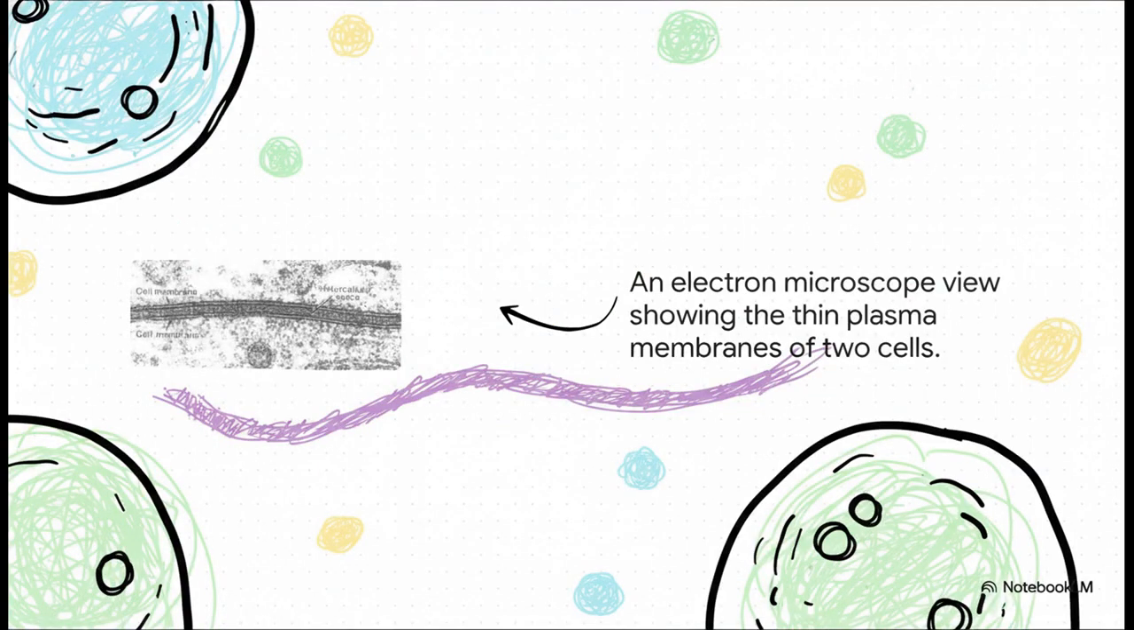And look, this isn't just some abstract concept. It is a real physical thing. What you're looking at right here is an actual image from an electron microscope. See those two thin, dark lines? Those are the plasma membranes of two different cells pressed up against each other. That delicate little boundary is everything. It's all that separates the ordered world inside each cell from the space between them.